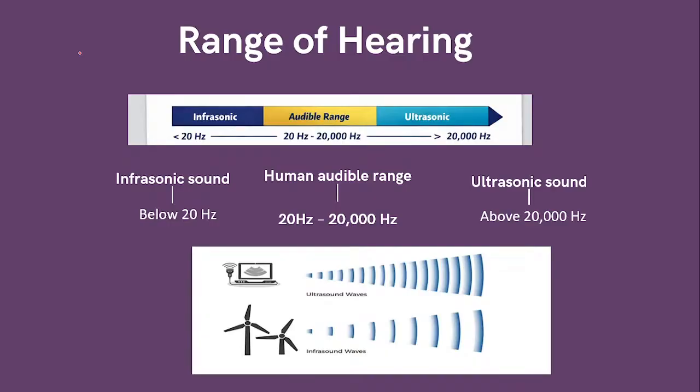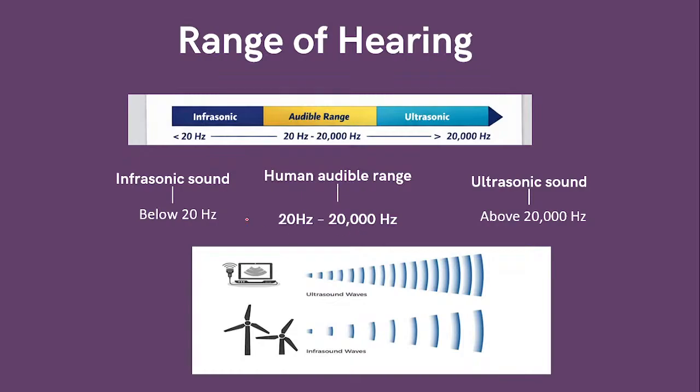We are almost at the end of the chapter. Range of hearing. Some of the sounds we can hear, but some we cannot hear. For example, bats can hear some sounds which we cannot hear. Our human ears have a certain range of hearing, that is, how much frequency we are able to hear. Beyond that we will not be able to hear. In humans the audible range is between 20 hertz and 20,000 hertz. If the sound frequency is within this limit, we are able to hear. Anything below 20 hertz we will not be able to hear. Anything above 20,000 hertz we also cannot hear.